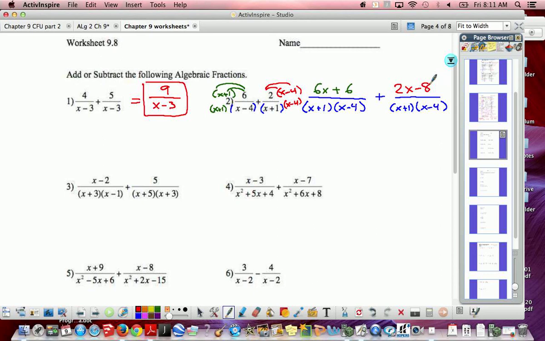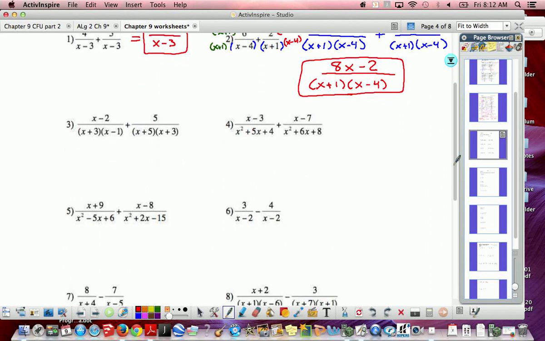So now I need to just combine like terms by following my operation, addition. 6x plus 2x, 8x. 6 plus negative 8, negative 2. And it's all over x plus 1 times x minus 4. And that one is complete.